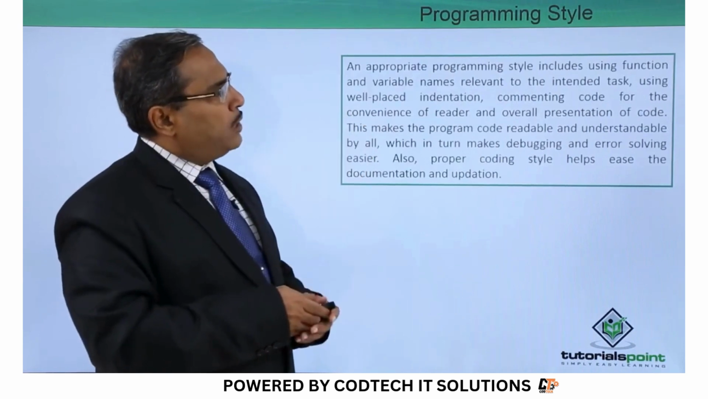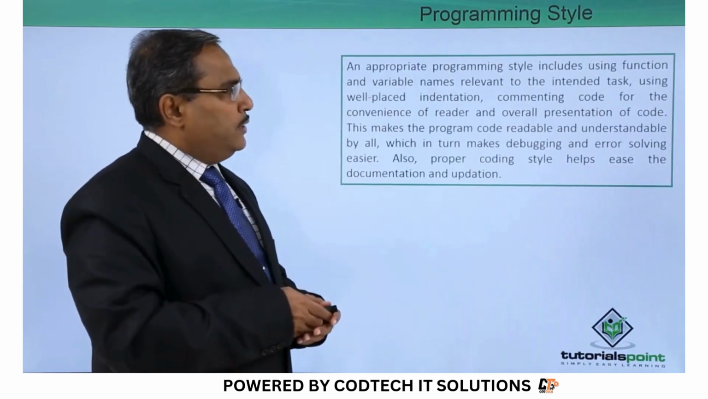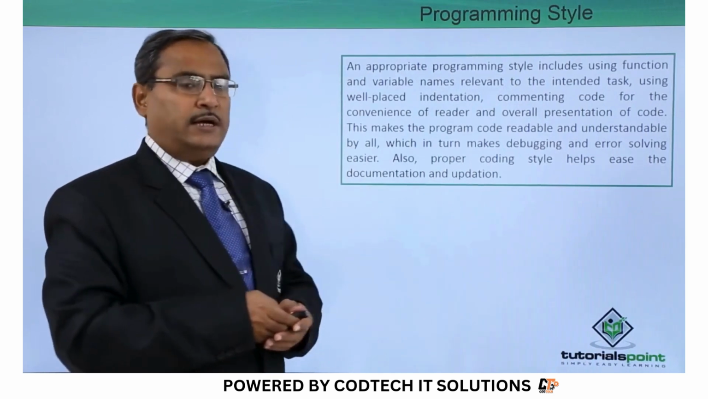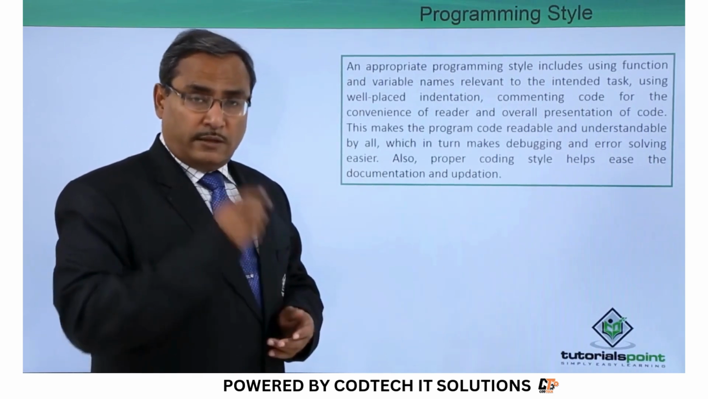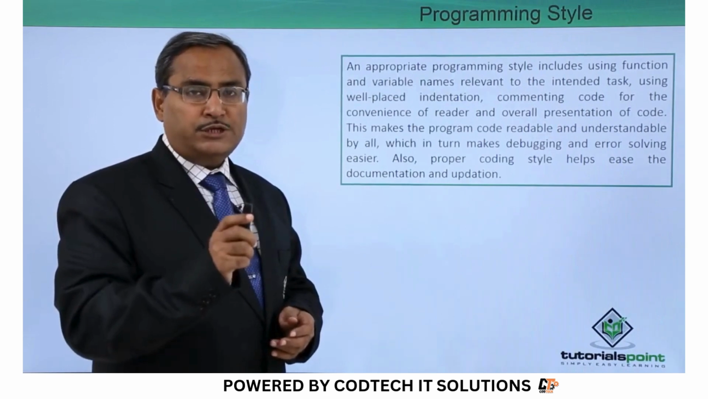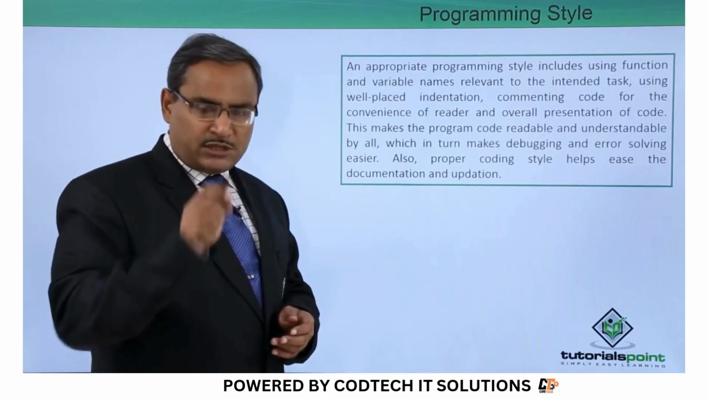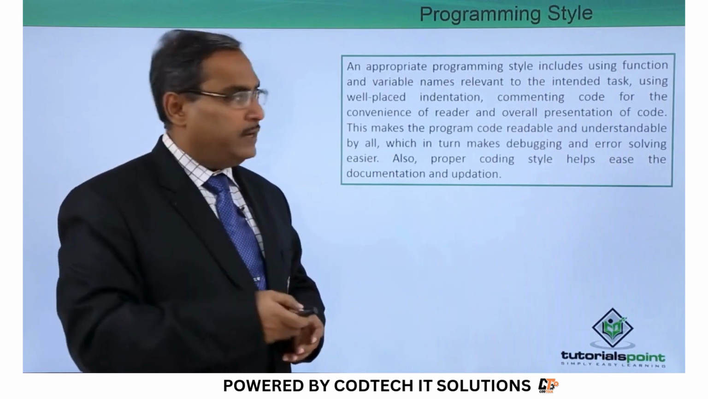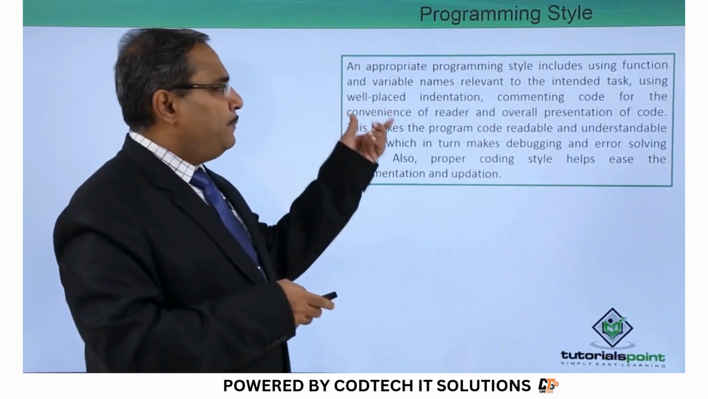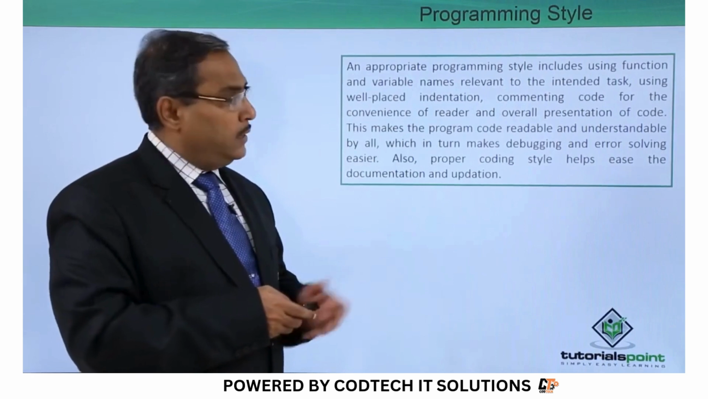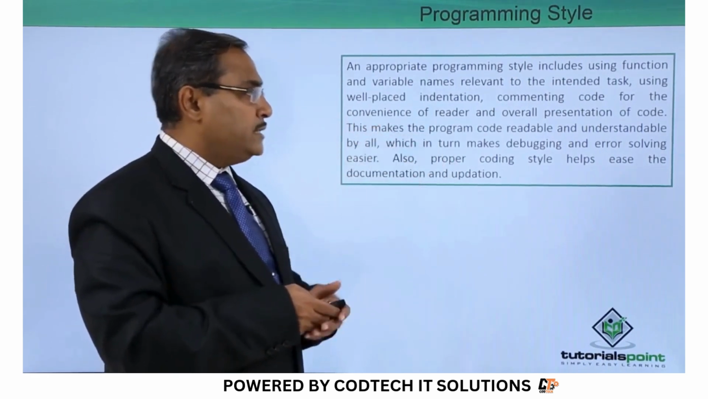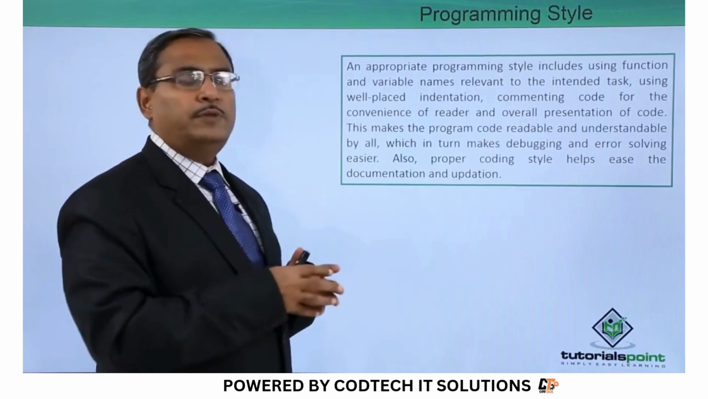An appropriate programming style includes using function and variable names relevant to the intended task. That is very important. The variable and function nomenclature should be done in such a way that it reflects the purpose of that function or variable. It also includes well-placed indentation, commenting and remarks for the convenience of the reader and the overall presentation of the code.